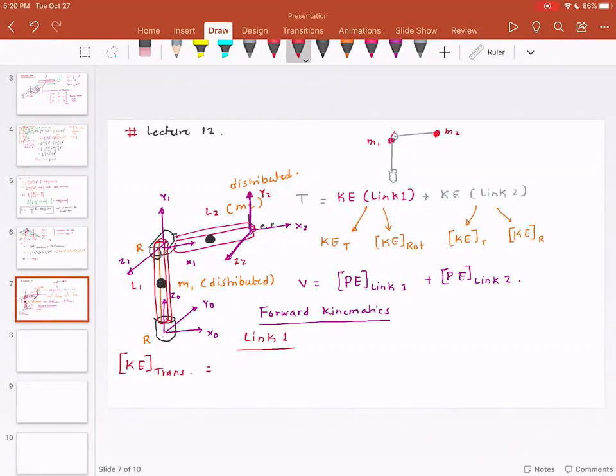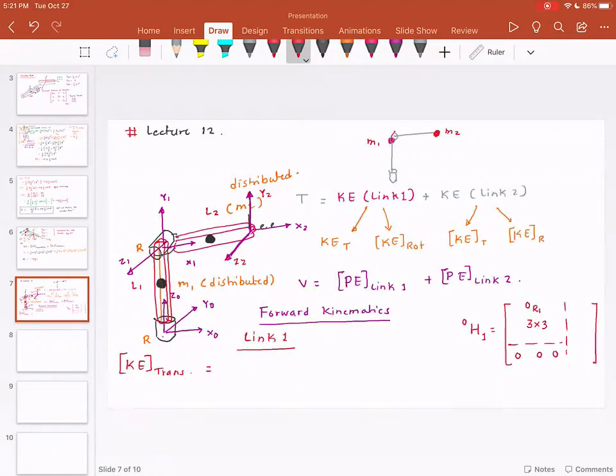To find kinetic energy in translation, I need the velocity of mass m1. How do we find out the velocity of mass m1? What I need you to do is look at your homogeneous transformation matrix 0H1. In this homogeneous transformation matrix H01, you are going to have a 3x3 matrix that represents the rotation 0R1.